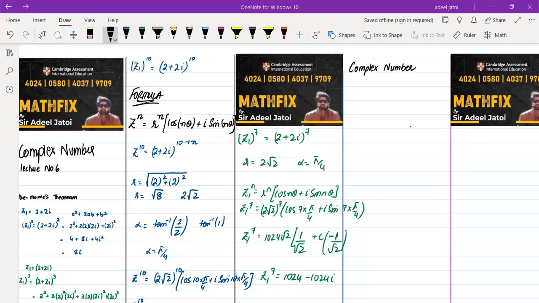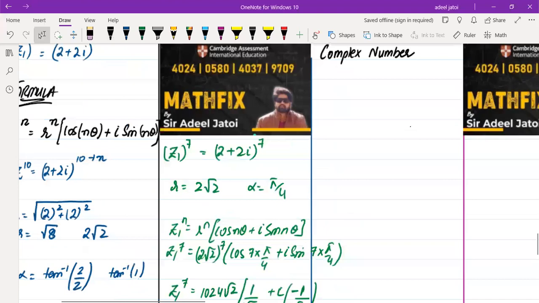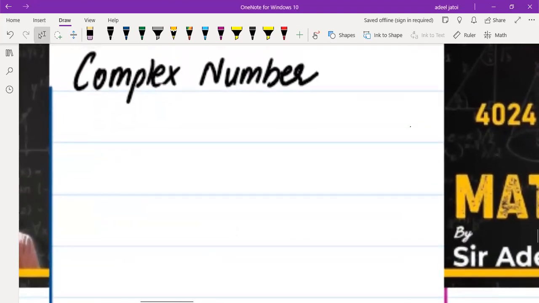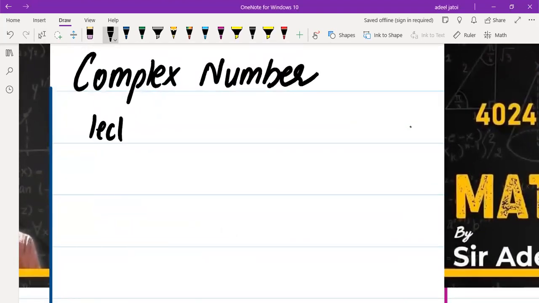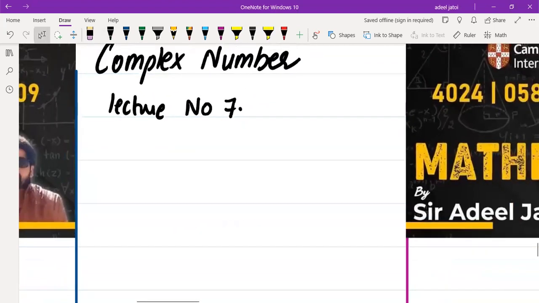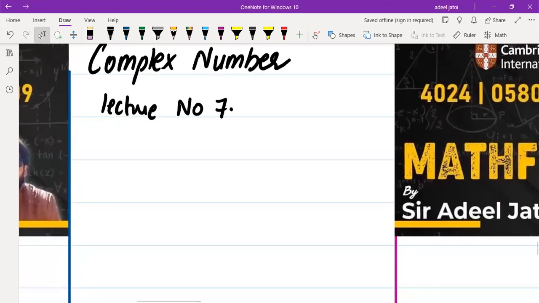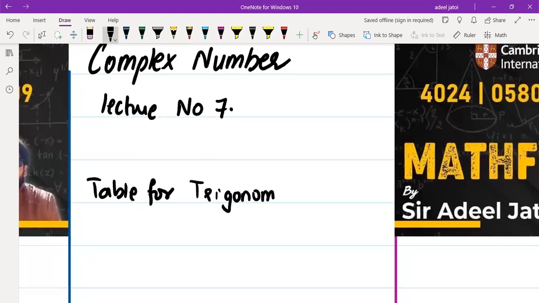Okay, complex numbers. Let's start off with lecture number 7. Now, the most important part for you to understand is the table for trigonometric form.